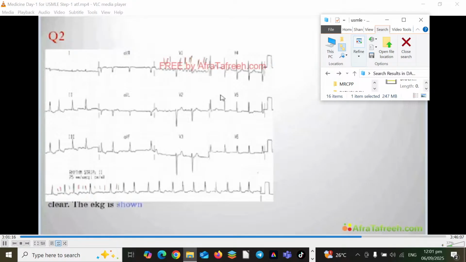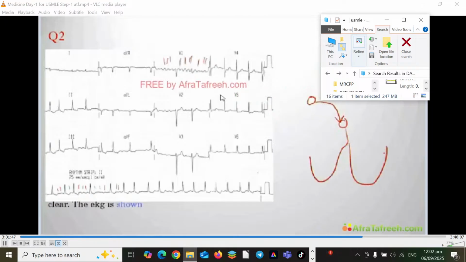Atrial fibrillation can be seen by all these numerous P waves that you can see. As there are so many different P waves, that means the whole of the atria is not contracting as one, it is contracting as many. If this is your SA node and this is your AV node, there would normally be one conduction that comes to the AV node and goes down the bundles. This is how it was normally supposed to be.